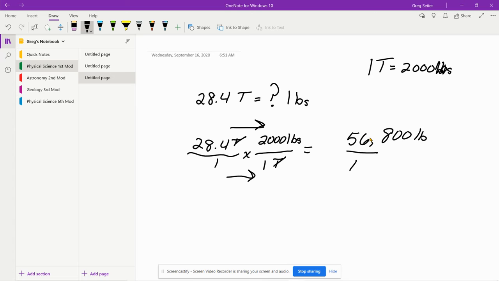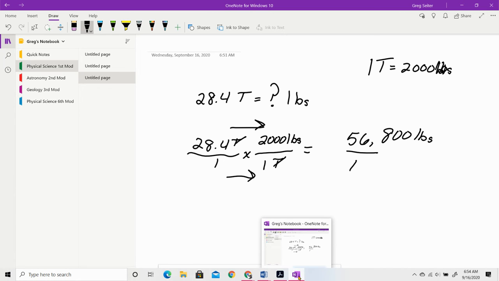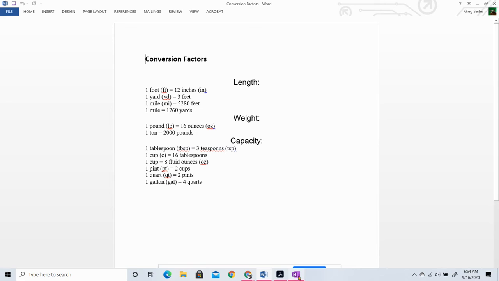56,800 pounds. Now, as I'm working through these, I'm just going to mention a few of the steps. You're going to have to solve the problem, okay? I'm not going to give you all the answers. It's time for you to start getting some answers for yourself. So let's take a look at the next problem.